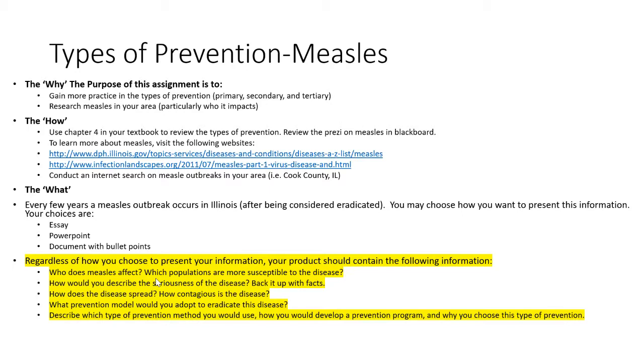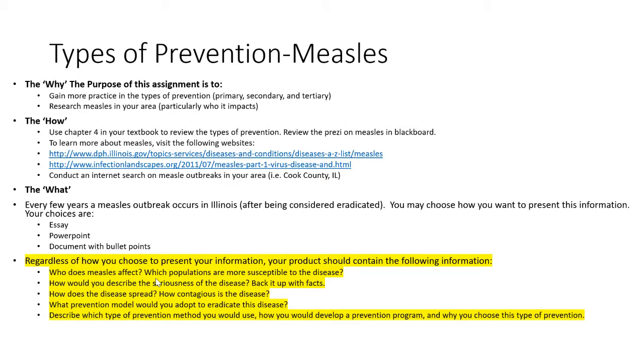Regardless of how you choose to present your information, you must contain the following information. So who does measles affect in the area? Which populations are more susceptible to the disease? How would you describe the seriousness of the disease? And for this, I want you to back it up with facts. Is it serious in your community or is it not? And tell me why. How does the disease spread?